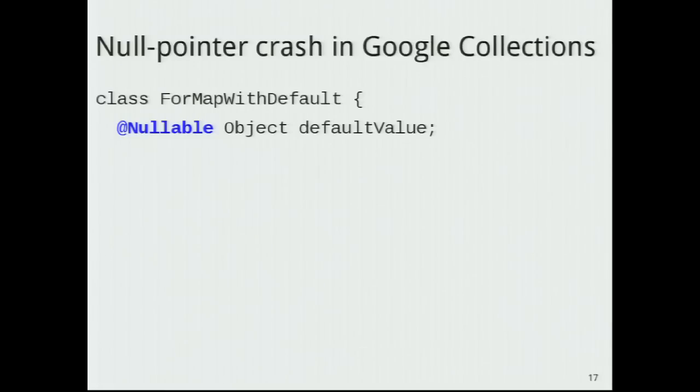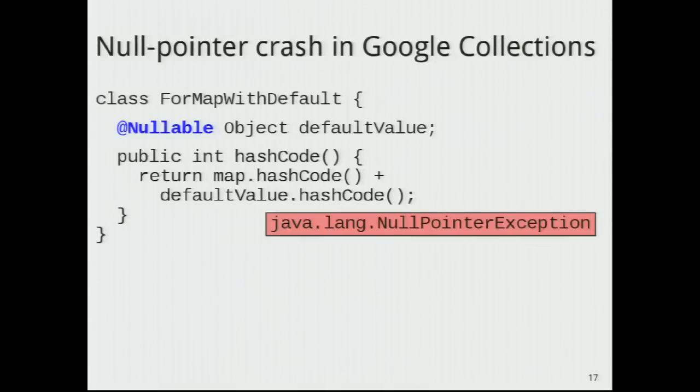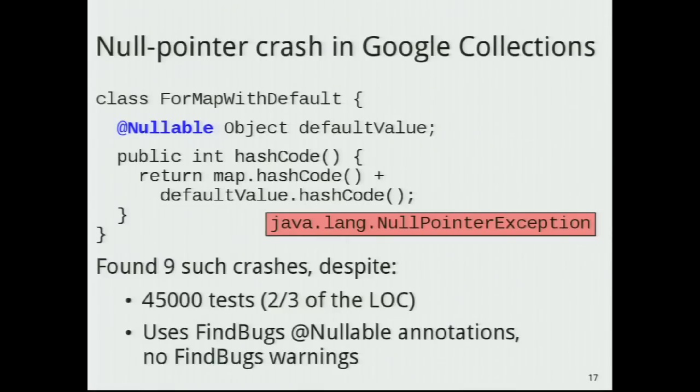Let me give you an example of some of the many bugs we found. Here, Google Collections has a class called forMapWithDefault. It's a mapping, and if there's a key missing, then you can use the default value instead. And it has a hash code. Classes should have a hash code that returns the map.hashcode plus the default value.hashcode. And this throws a null pointer exception because the default value can be null, and the hashcode method doesn't check for that.